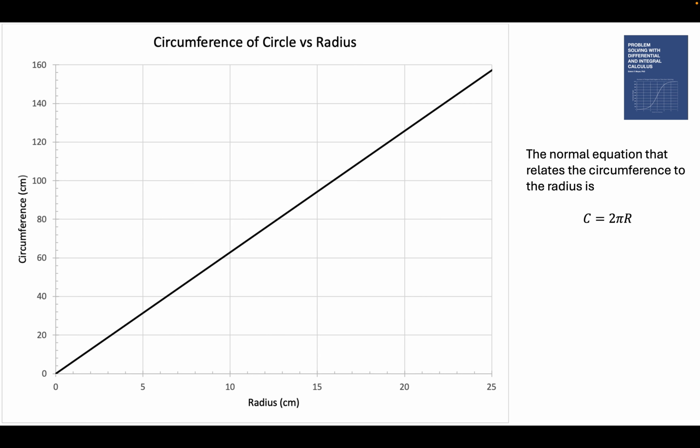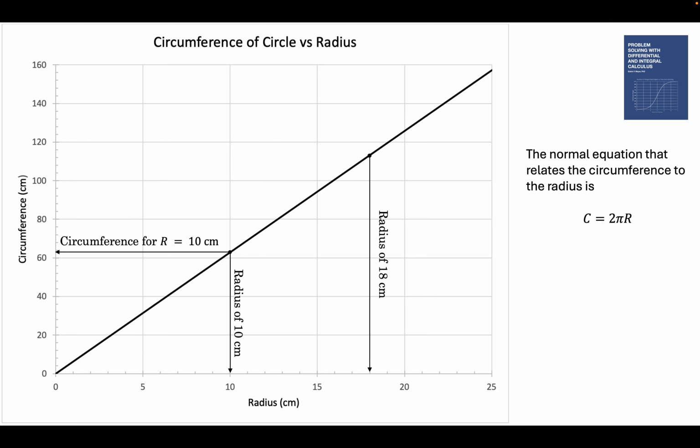We can plot it. This is the normal equation, C equals 2 pi r, and this is a map of the circumference for any radius. So we can put a dot at 10 centimeter radius. That's a radius of 10 centimeters, and we can look across to the y-axis to see that the circumference is about 63 centimeters. If we go over to 18 centimeters, put a dot there, that's 18 centimeters. We go horizontally over to the y-axis, the circumference is about 113 centimeters.